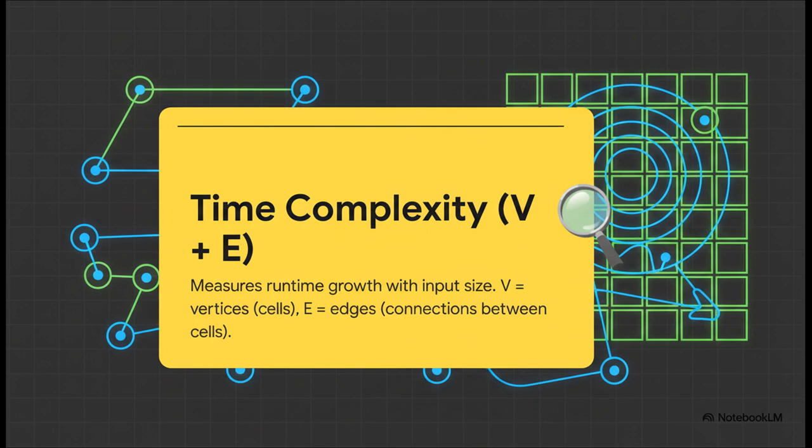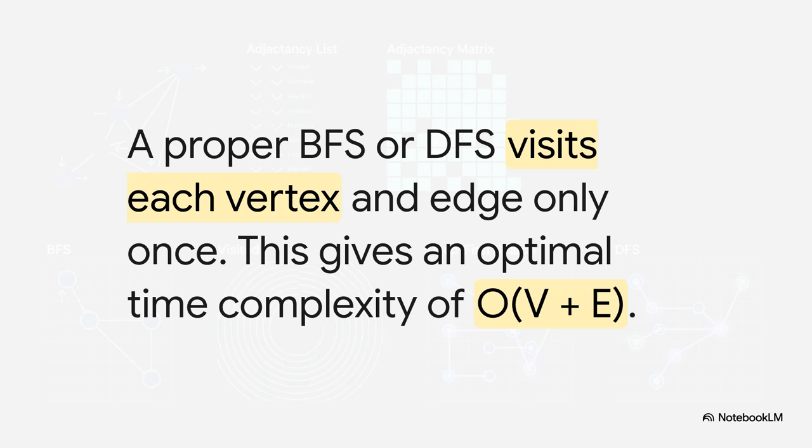For our grid, V stands for vertices, which is just the total number of cells, and E stands for edges, which are the connections between them. It's just a shared language to talk about speed. Here's the beautiful thing. A correctly written BFS or DFS is incredibly efficient. The key, the secret sauce, is that you visit every single cell and every connection only one time. You do this by keeping track of where you've already been so you don't do the same work over and over. This gives us what's called a linear time complexity of O(V + E). Long story short, it's blazing fast.